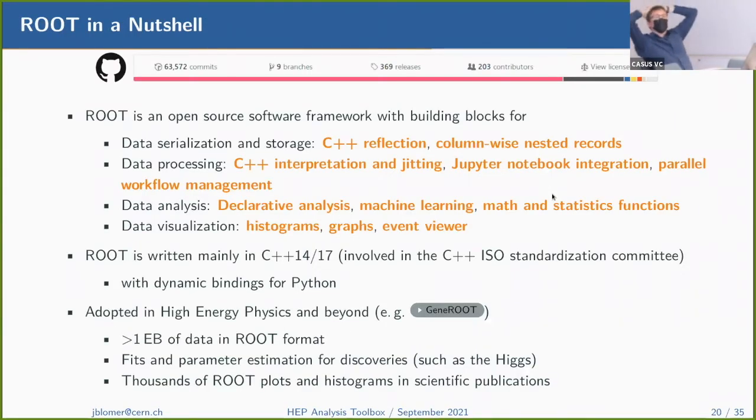Okay, so ROOT, from a software perspective, is an open source software framework. There are building blocks, a data serialization and storage part, something that helps you with data processing. There's a Jupyter notebook integration, a little bit of parallelism. Then you have math tools, machine learning, visualization, and so on. It's a C++ toolkit with strong Python bindings. I'll speak about this in a minute. And it's mainly used in high energy physics with some applications outside. It has quite a bit of data stored, an exabyte of LHC data.